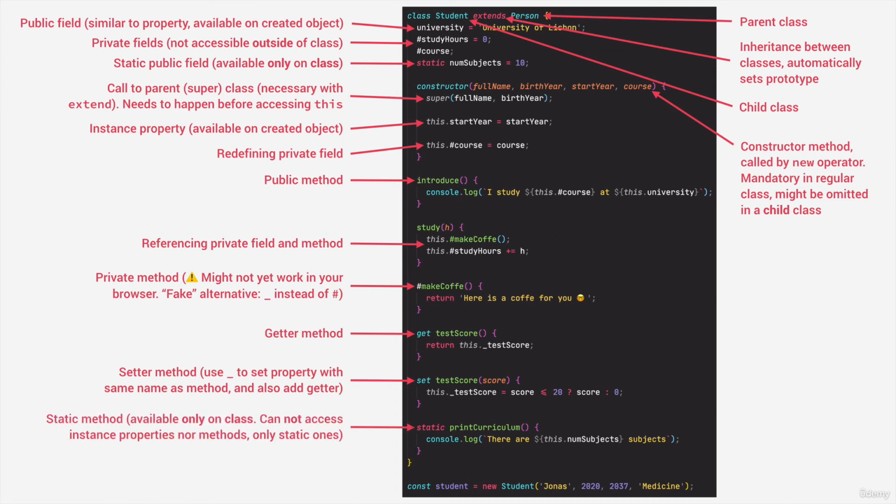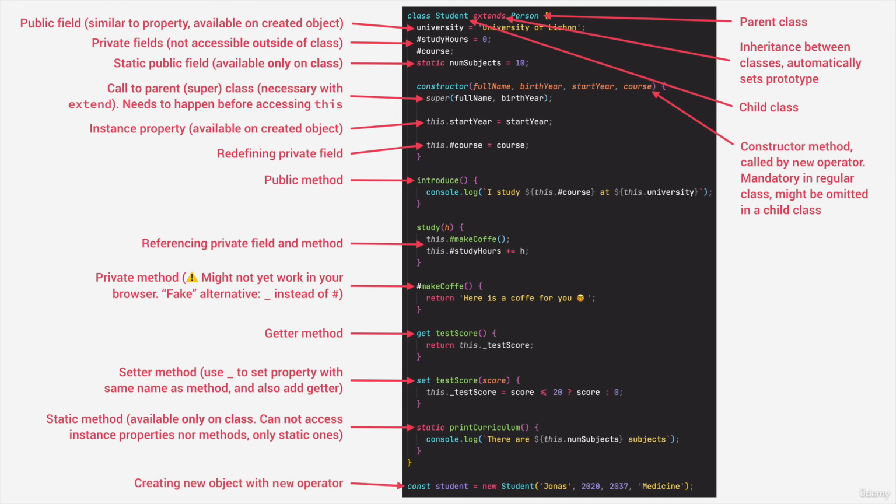Next, this is how you write static methods. And a static method is available only on the class. So it cannot access the instance properties nor the methods, but only the static ones. So for example, that static public field that we defined there in the top will of course be accessible in the static method. And usually we use these static methods as helper methods for the class.